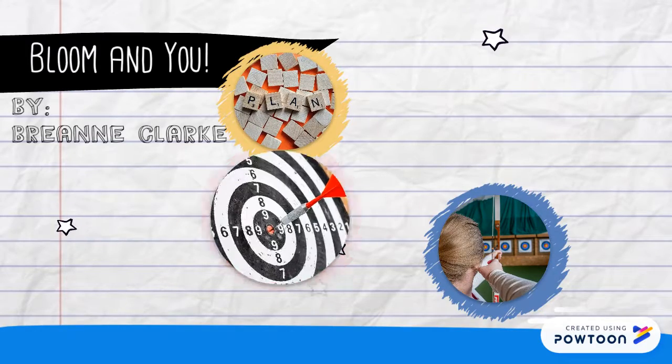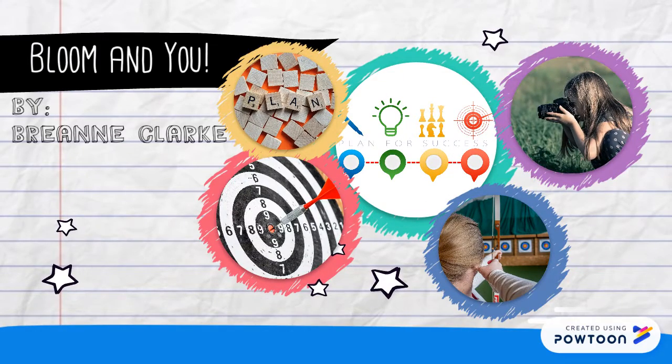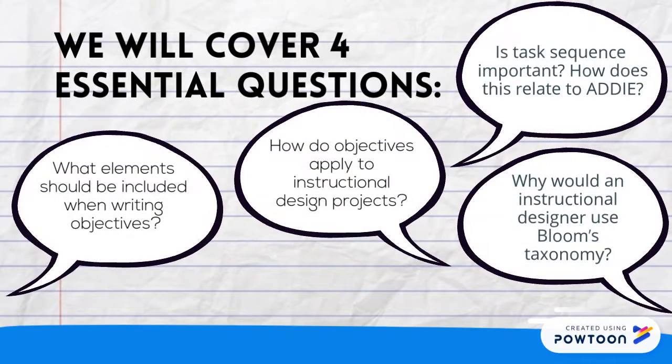Bloom and you. Today we will cover 4 essential questions. What elements should be included when writing objectives? How do objectives apply to instructional design projects? Is task sequence important? How does this relate to ADDIE? And why would an instructional designer use Bloom's taxonomy?